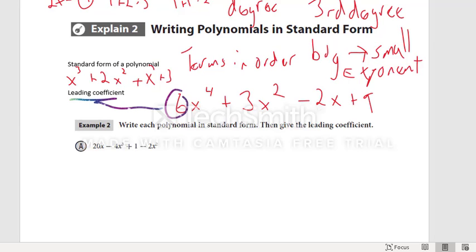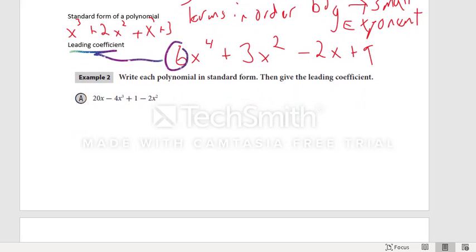All right, example 1. We're going to write the polynomial in standard form and give the leading coefficient. Okay, highest exponent is the third power, then second power, then just the x to the first power, then the number last. Remember, the negative goes with it, so negative 4x cubed minus 2x squared plus 20x plus 1.